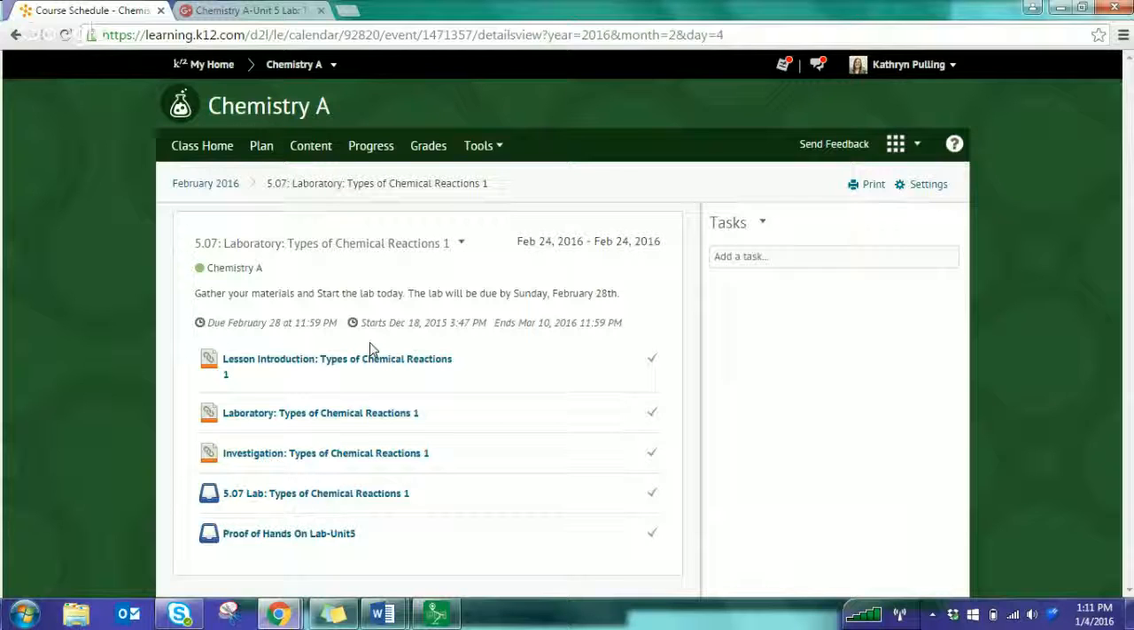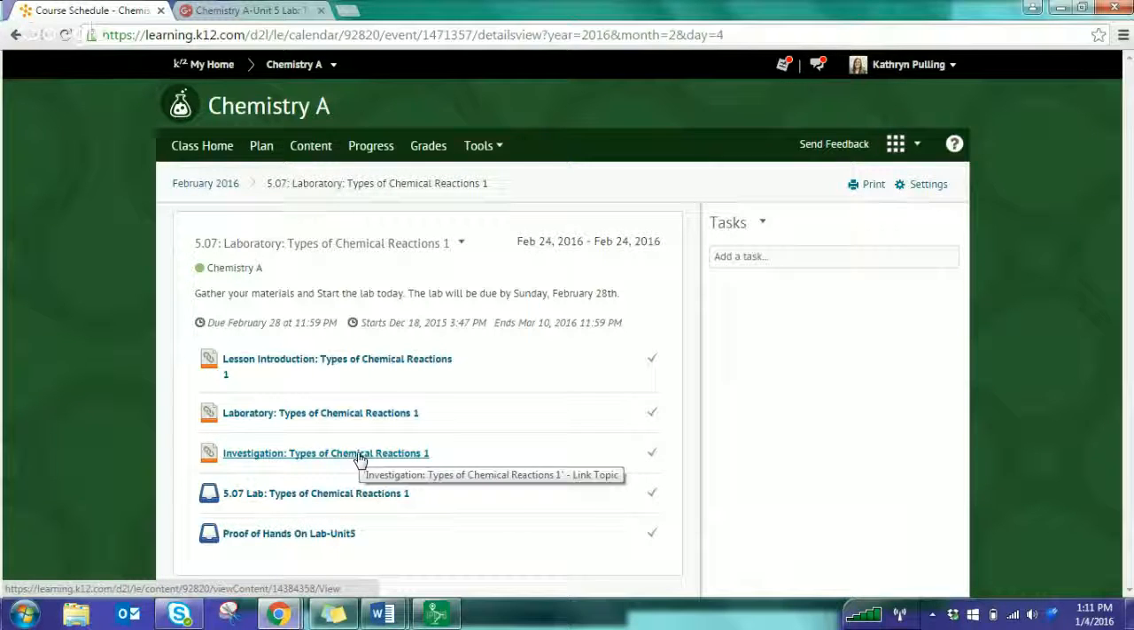But the lesson introduction will have a materials list for you, some basic information, maybe some questions to answer as you read through Laboratory: Types of Chemical Reactions. You definitely want to have done everything else in Unit 5 before you start this one, so you're familiar with what a double displacement reaction is, what a combustion reaction is, single displacement, stuff like that.